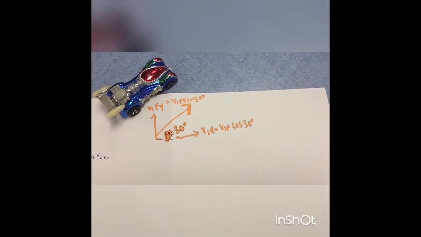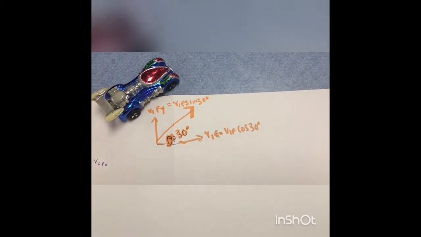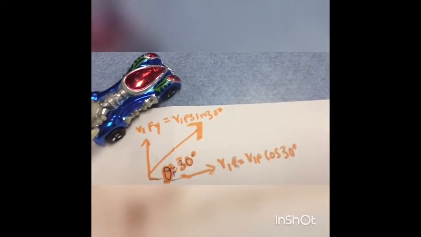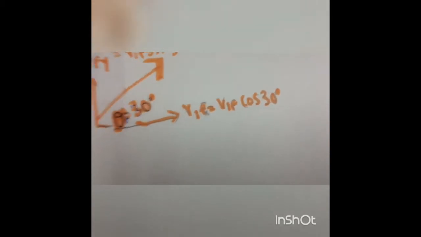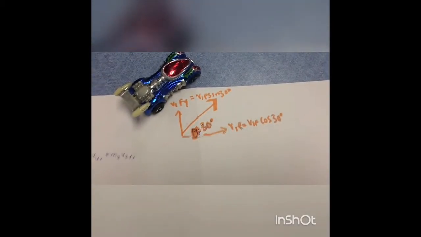So when these cars collided, they went off in different directions. This one went at 30 degrees. So using our knowledge of vectors, we can come up with a formula, which is V1fx equals V1f cosine of 30, going in the x direction. And in the y direction, we have V1fy equals V1f sine 30.